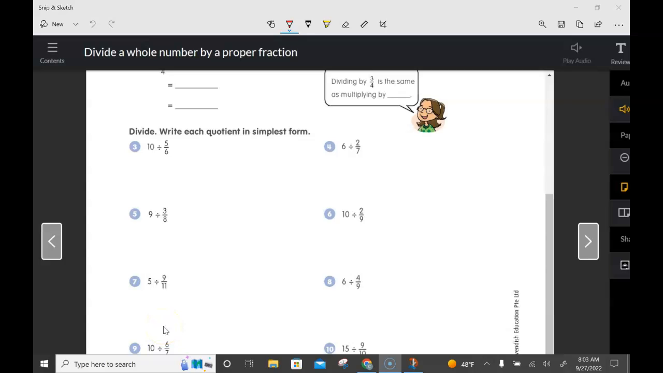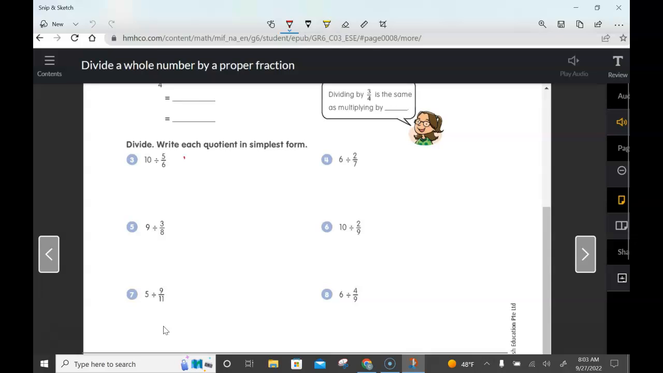So let's go ahead and turn to page 92, and we're going to take a look at question 3 on 92. So what we have here is a whole number being divided by a fraction. So we have 10 divided by 5/6. So what we can see here, first of all, is we're going to write out the fraction, 10. It's going to be 10 over 1 divided by 5/6.